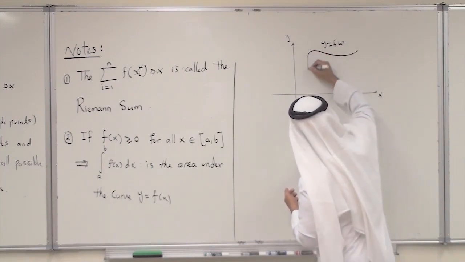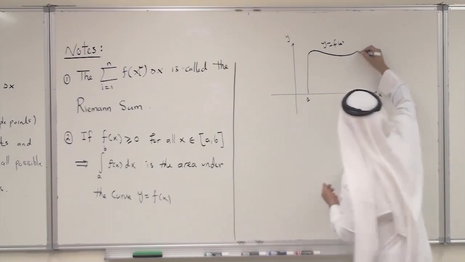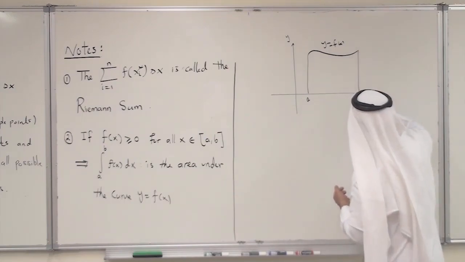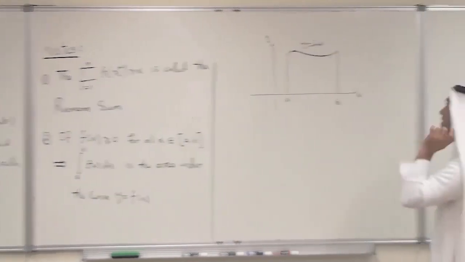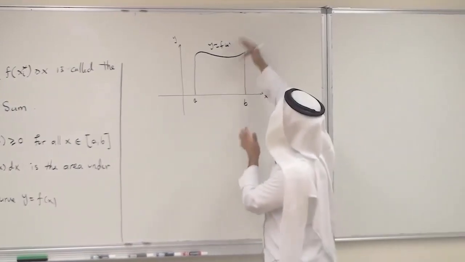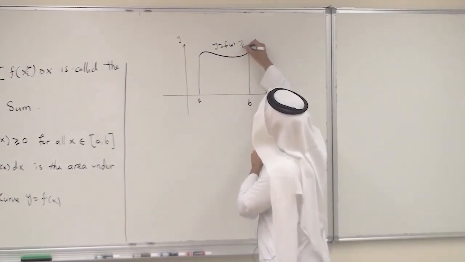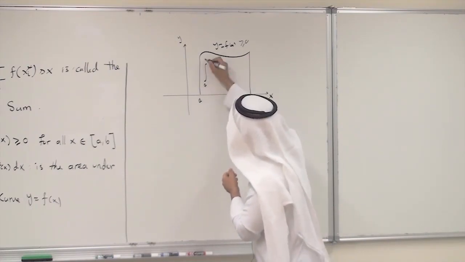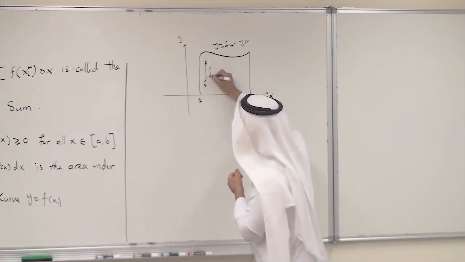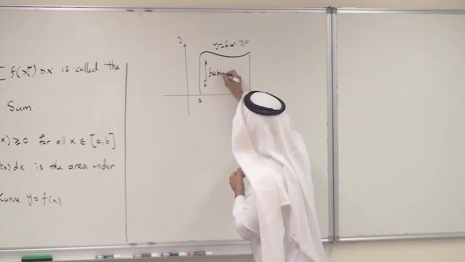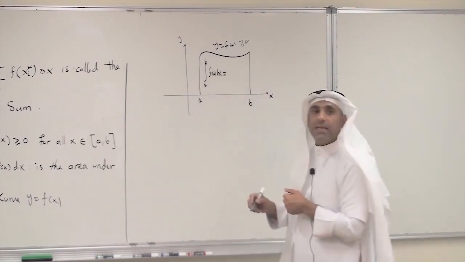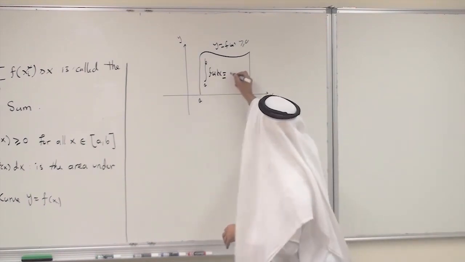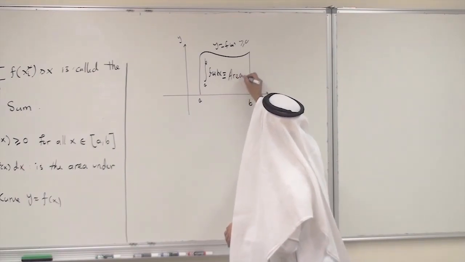And we have 2 points. We have A, and the point B, or the line x equal to B, the line x equal to A. It happened that now f of x is non-negative, always greater than or equal to 0. So the definite integral from A to B of f of x dx is exactly equal to the area problem we defined before.